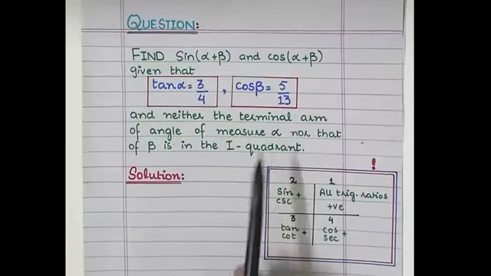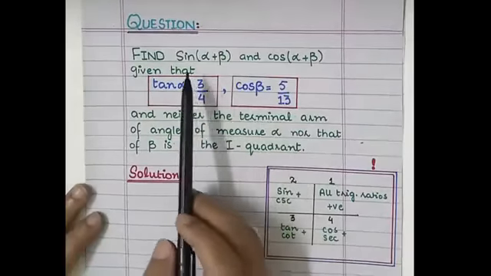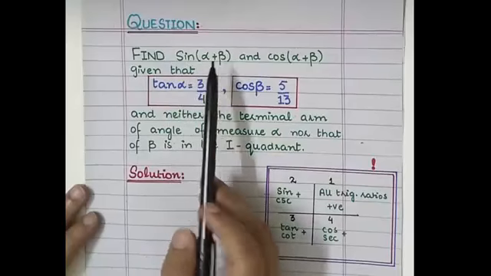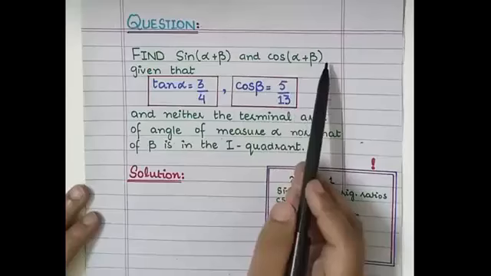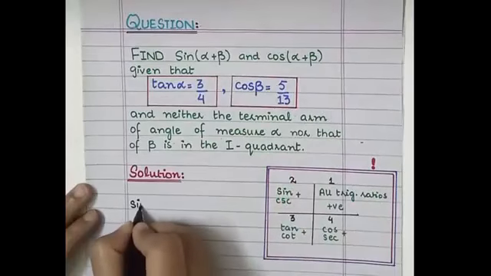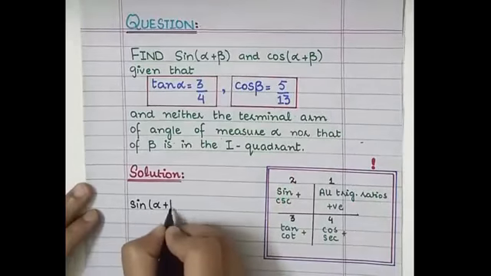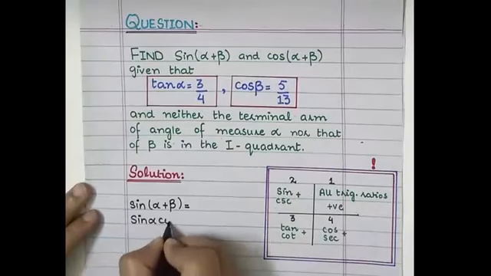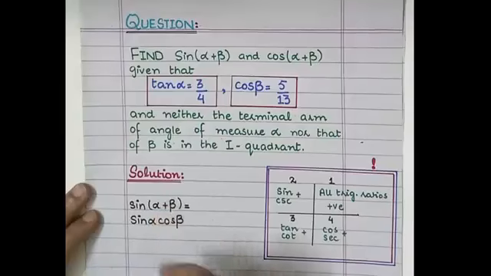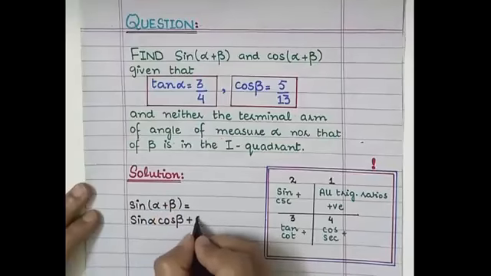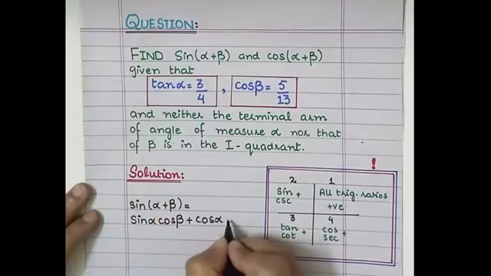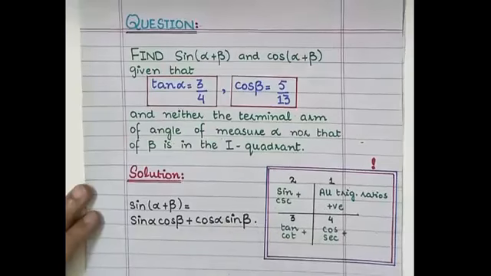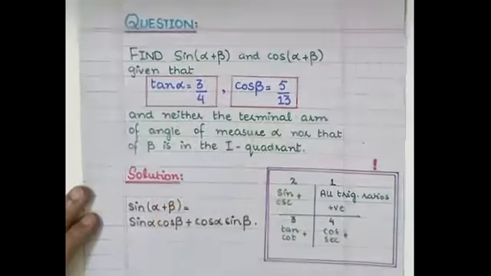So let's get started. First of all, we will get to know what is the formula for sin(alpha + beta) and cos(alpha + beta). The formula of sin(alpha + beta) is equal to sin alpha cos beta, then a positive sign, cos alpha and sin beta. So this is the formula for sin(alpha + beta).